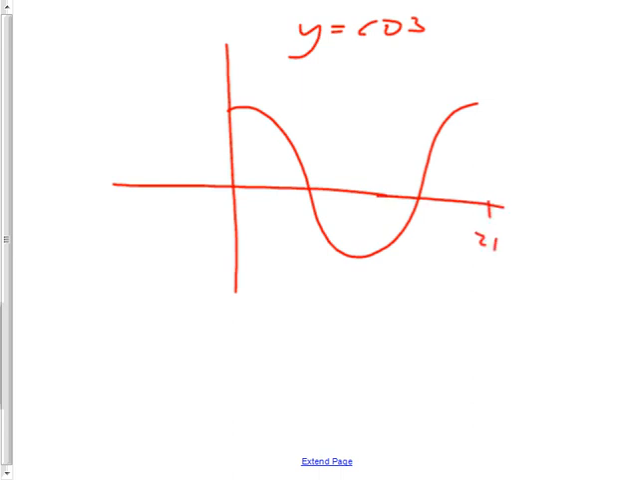This is 2 pi, and so on. Would this whole thing pass the vertical line test? Yes. Would this whole thing pass the horizontal line test? No, it fails. So I've got to erase part of it. Can you see in your head which part I'm going to erase? From pi on, you were right.